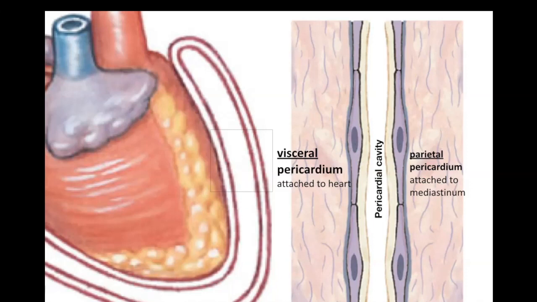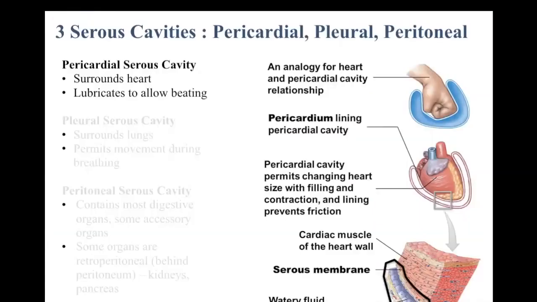And then as it moves around here, you have your parietal pericardium. This is going to be attached to that space, the mediastinum. It might also be attached to the parietal pleura, because the lungs are going to be sitting right here. So visceral pericardium, parietal pericardium, in between you've got your pericardial cavity. Epithelial tissue, loose connective tissue. And it's going to lubricate it so it can move inside this cavity. So that fluid-filled space is going to allow that movement and prevent friction.